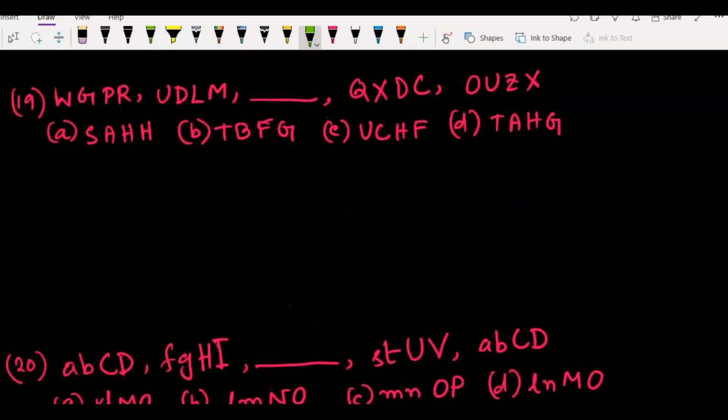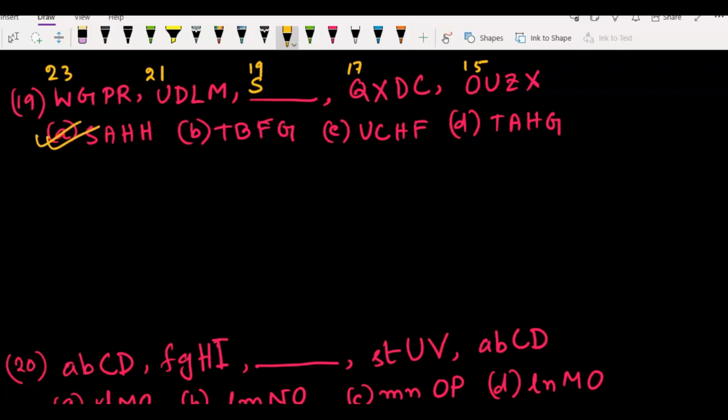Now we have W, G, P, R, U, D, L, M, then dash, Q, X, T, C, and O, U, Z, X. So you see W is 23, U is 21, Q is 17, and O is 15. So we have minus 2. 23 minus 2 is 21. Then 21 minus 2 is 19. 19 means S. So 19 minus 2 is 17, that is Q, and 17 minus 2 is 15, that is O. So our answer starts with S.